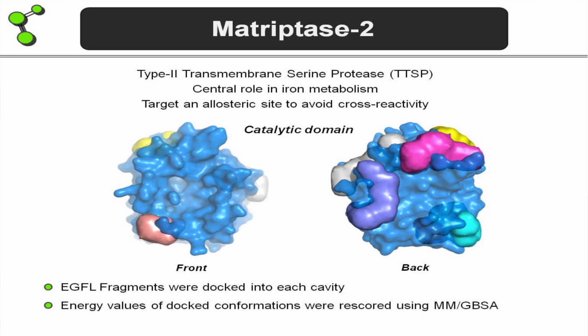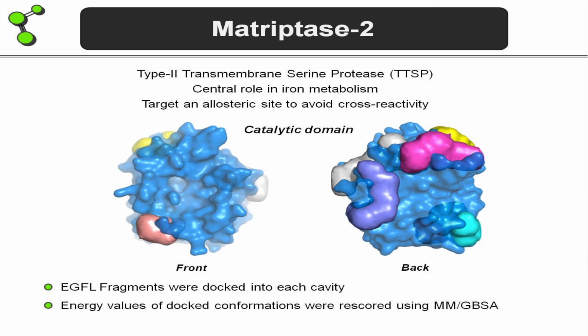So one of the targets we're interested in is matriptase-2, which is a member of the TTSP family. This extracellular protease plays a central role in iron metabolism. Our goal is to target an allosteric site of the catalytic domain to avoid cross-reactivity among other proteases. Here, in different colors, are shown the multiple cavities that could be targeted for allosteric inhibition.